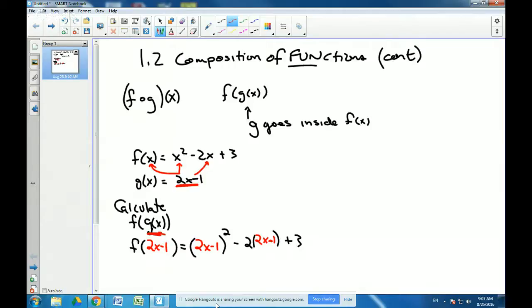So what do we have here? Two of them, right? You FOIL it, and then distribute, and then you combine like terms. So go and work that on your own. I'll ask somebody for the answer. See if you get it.